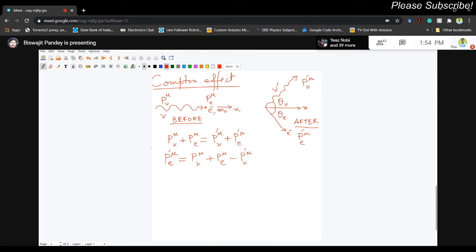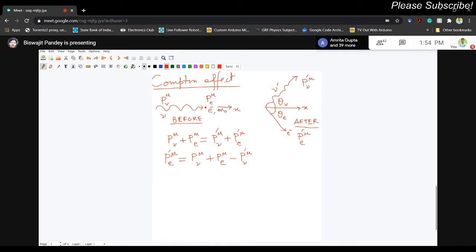It is just the 4 momentum of the scattered electron, and you know that the scattered electron, whether it has a velocity or not, what is the length of the 4 momentum of any electron, whether it is at rest or moving with some velocity?